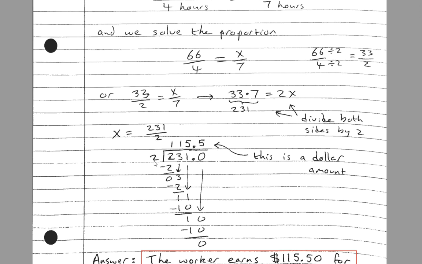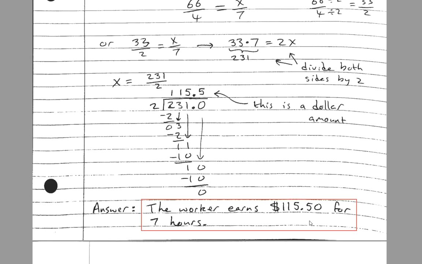So 231 divided by 2, you get 115, remainder 1. So add a decimal point and a 0 to go one more step. 2 goes into 10 5 times, remainder 0. So this is the exact answer. x is measured in dollars, so this is $115.50. So this worker earns $115.50 for 7 hours of work.